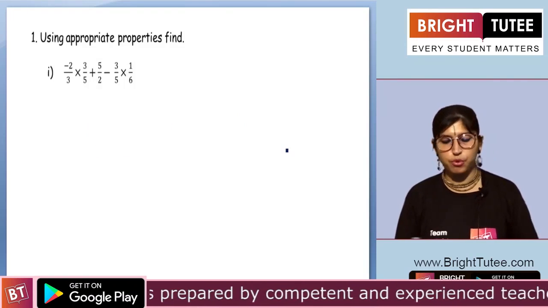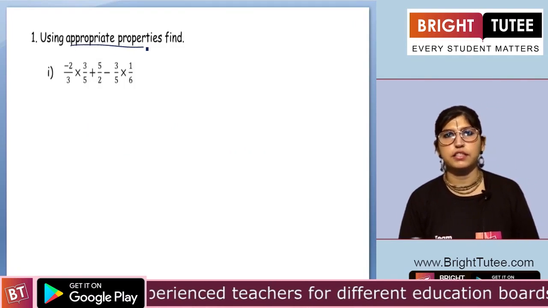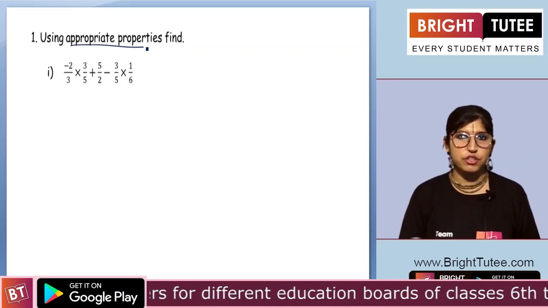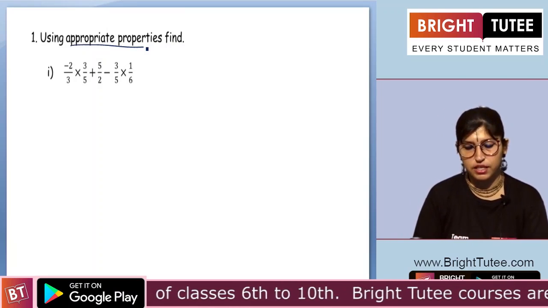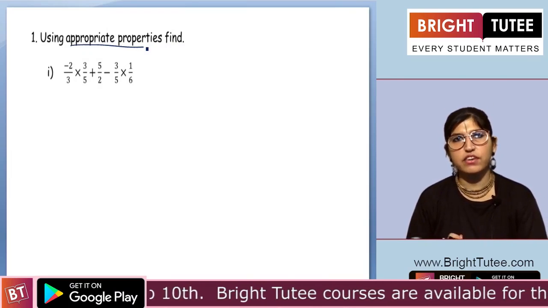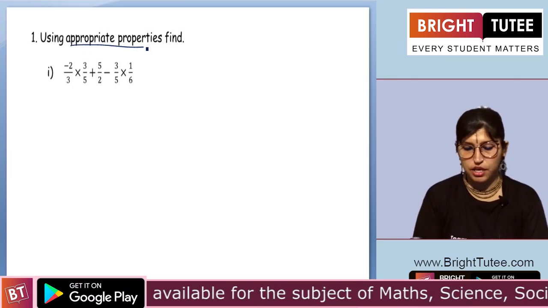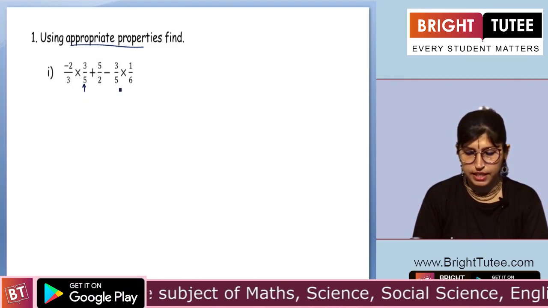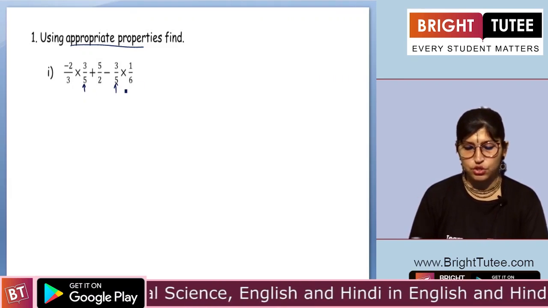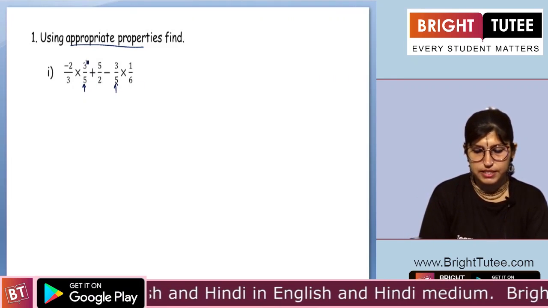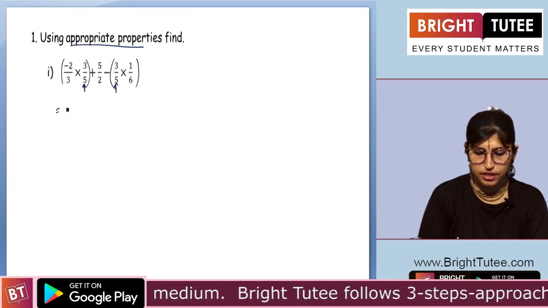Now using appropriate properties, we need to find this. We've discussed in an earlier video how we go about it. The first thing you want to see is, can we see any rational number which is occurring twice? If we have a look, we can see that yes, 3 by 5 is a rational number which is coming twice. So we will take them as a pair and shift it to another side.